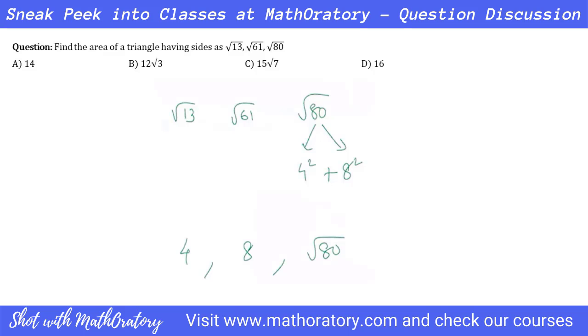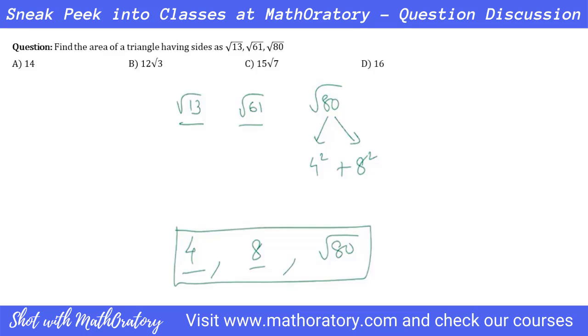First of all, there are two things here. Number one, check this. This side remains as it is. The lengths of the other two sides are actually increasing, right? 4 is more than root 13 and 8 is more than root 61. The root 80 remains as it is. The other two sides are increasing.